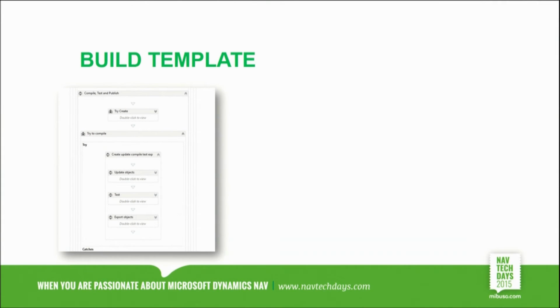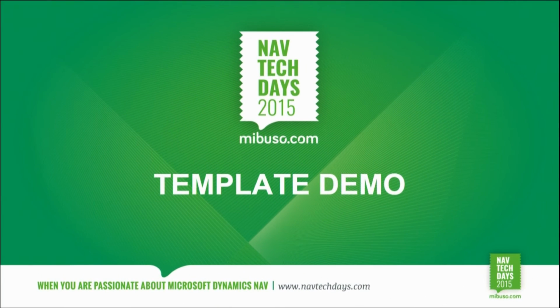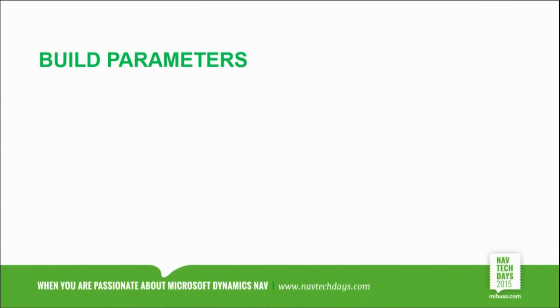How does it look? You can see here the XAML template in Visual Studio. It's somehow visual programming where you just drag and drop the actions, connect them, and set the properties here. Or you have the TF Build system with the different steps: creating, importing, running, exporting, publishing, until you are done. Just a very short demo.